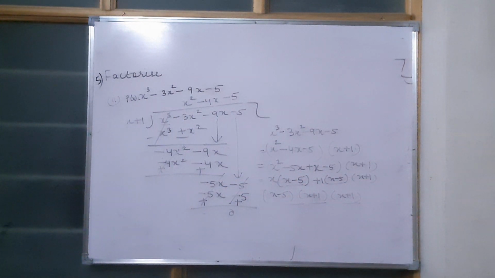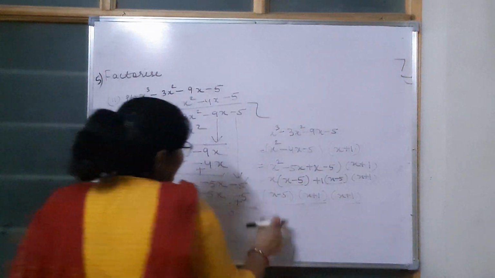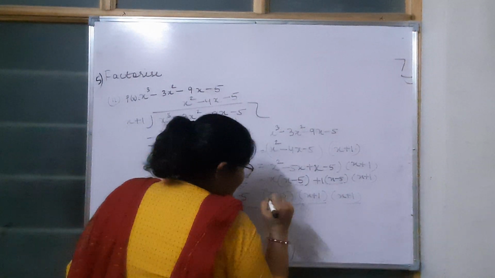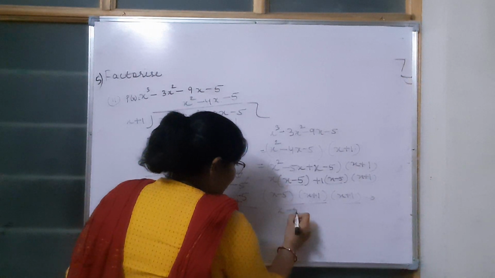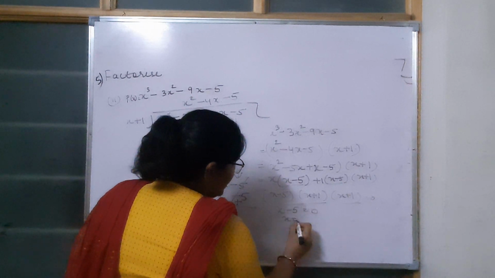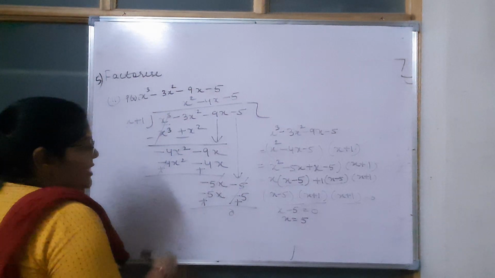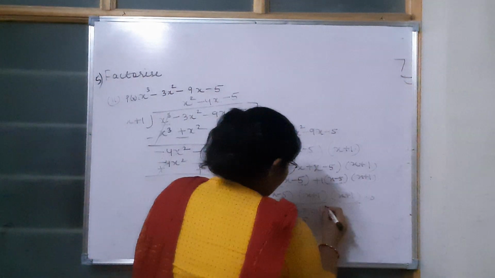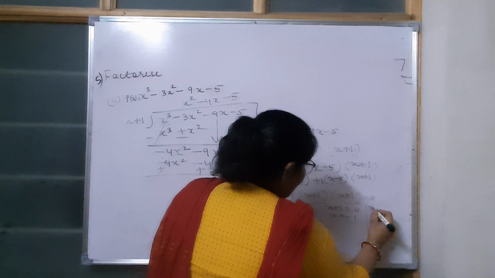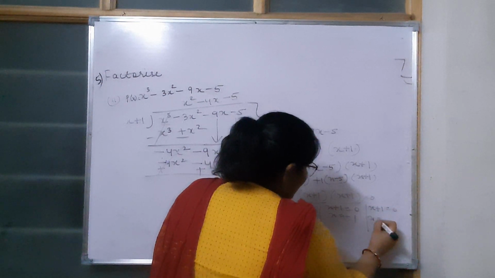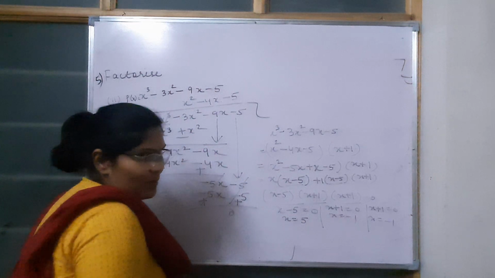Suppose now they asked you to find out the 0s also. Since three factors are there, 3 zeros will be there. How would you find out? You remember? We just need to put each factor equal to 0. x minus 5 equals 0, so x equals 5. Then we have x plus 1 equals 0, so x equals minus 1. And then again x plus 1 equals 0. So two zeros are the same.